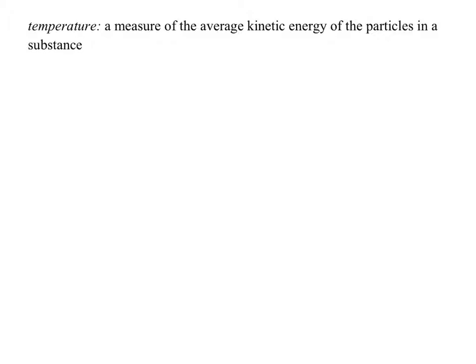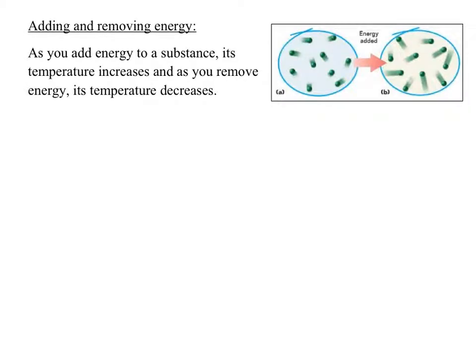But the concept is that if you have no motion of the particles, you have no temperature. So we're going to talk about that today, what that indicates about the temperature of a substance if there's no motion in the particles. Okay, so the average kinetic energy of the particles is considered to be the temperature of a substance.